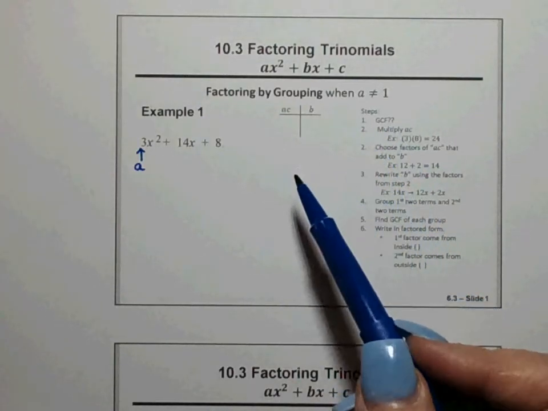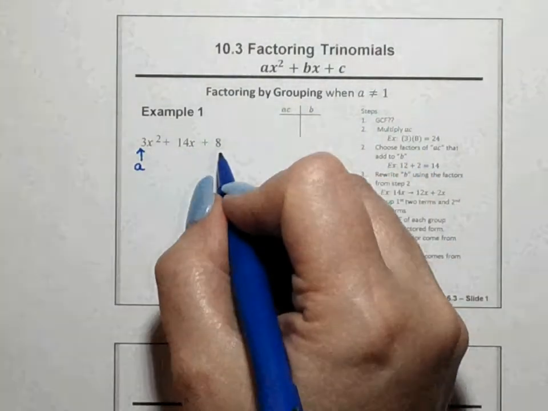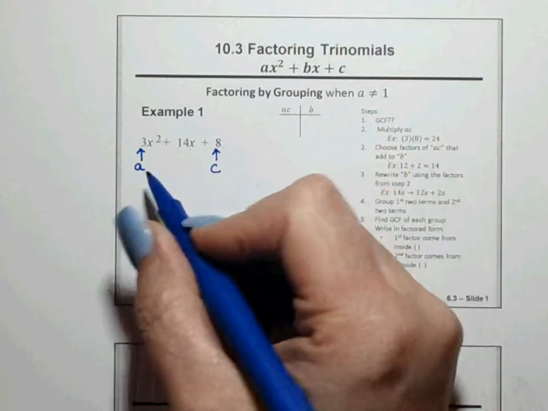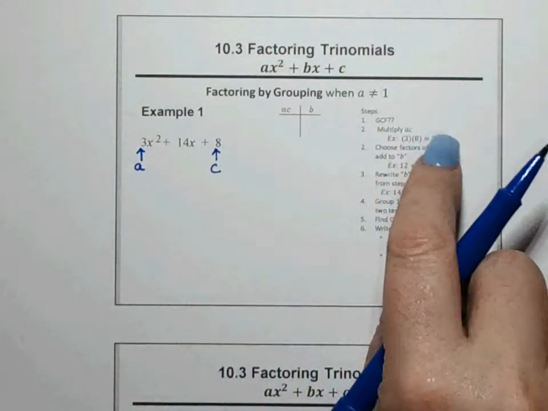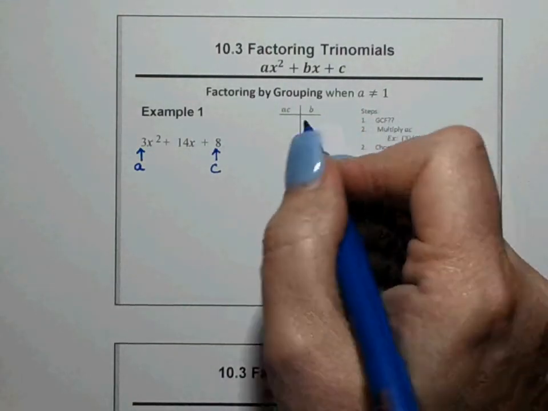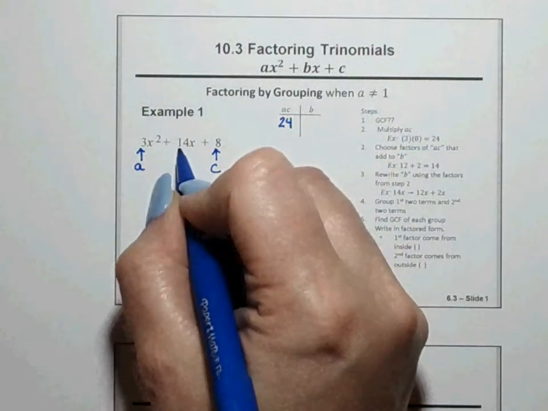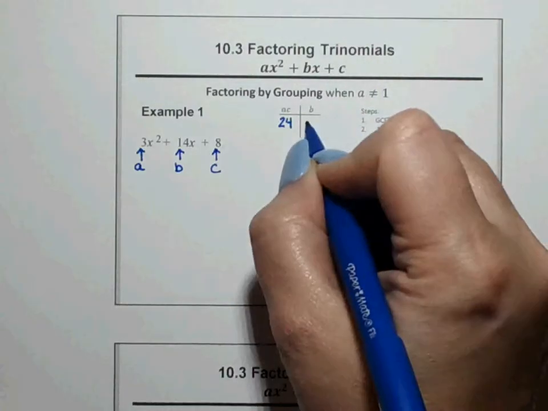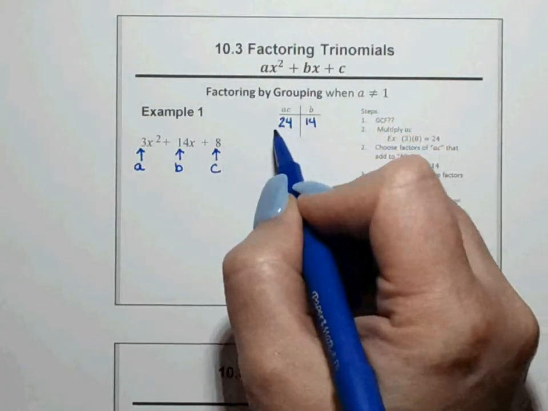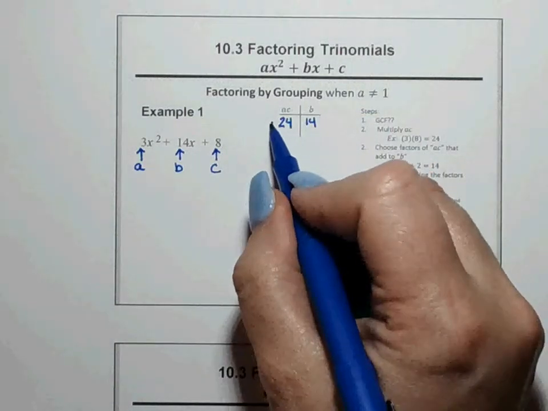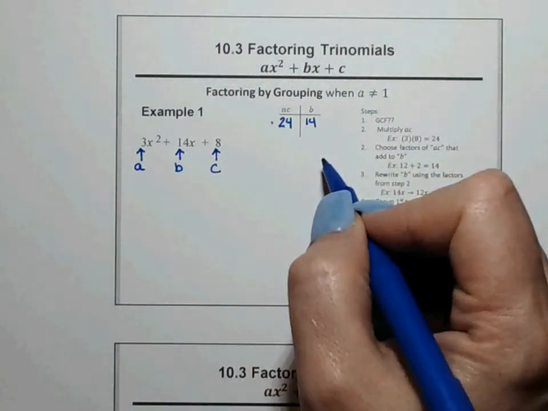So step 2 says that we multiply a times c. Well, that's our a term. Our c term is 8, so 3 times 8 is 24, and you can see I've done the math over here for you already. And then our b term is 14. So we're looking for two numbers that are going to multiply together to give us 24, and add to give us 14.